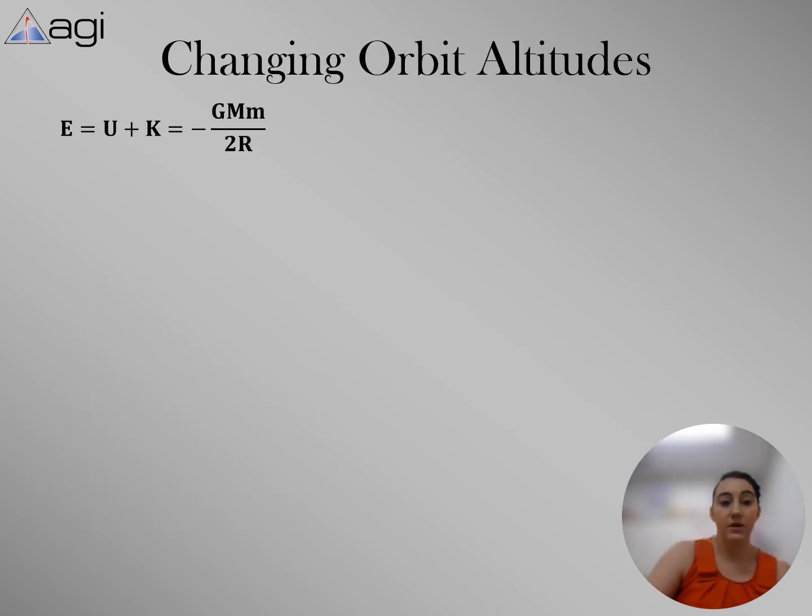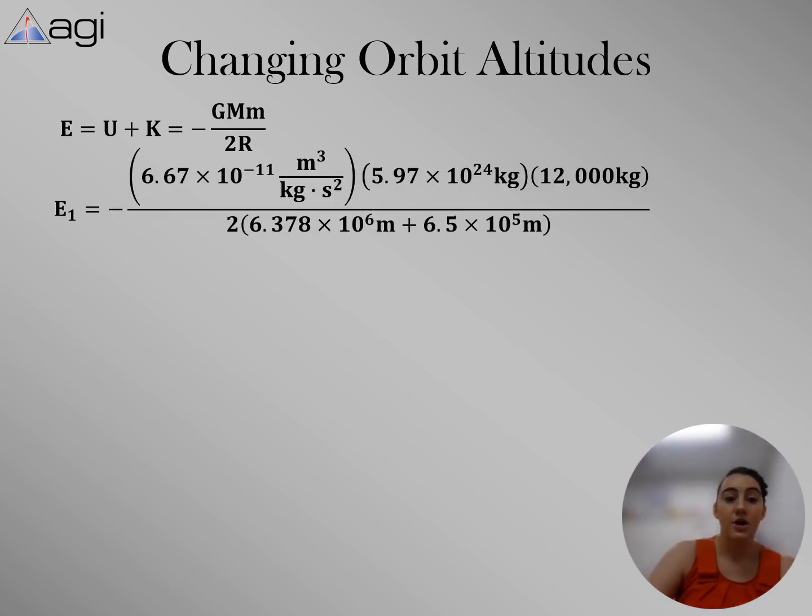We're starting with that formula of E is equal to U plus K, which is equal to negative GMm over 2R. From there, we're looking for E1, so we have to solve for the first orbit, the starting position of the satellite. Plugging in all those variables, we've got 6.67 times 10 to the negative 11th meters cubed per kilogram per second squared, multiplied by the mass of the Earth, which is 5.97 times 10 to the 24th kilograms, and then the mass of our satellite, which is 12,000 kilograms. Throw all of that over 2 times the radius of the Earth, which is 6.37 times 10 to the 6th meters, plus 6.10 times 10 to the 5th meters.